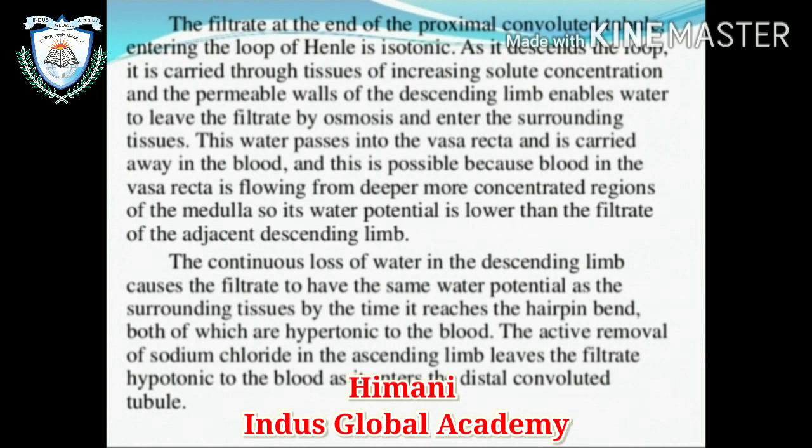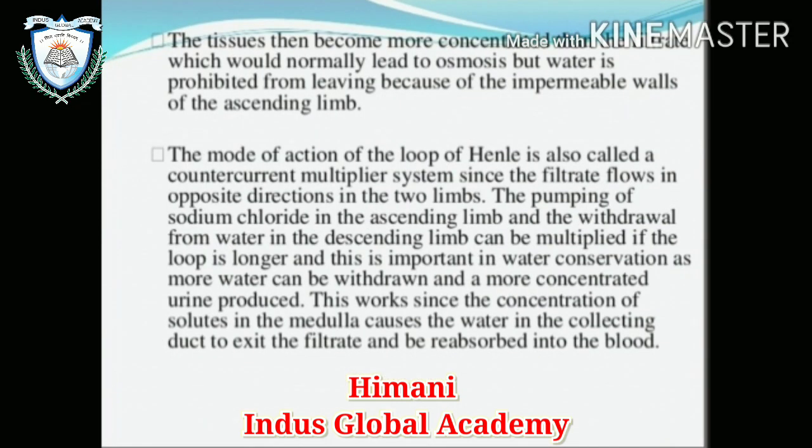The continuous flow of water out of the descending limb causes the filtrate to have the same water potential as the surrounding tissue by the time it reaches the hairpin bend, both of which are hypertonic to the blood. The active removal of sodium chloride in the ascending limb leaves the filtrate hypotonic to the blood as it enters the DCT. The tissue then becomes more concentrated than the filtrate, which would normally lead to osmosis. But water is prevented from leaving because of the impermeable wall of the ascending limb.